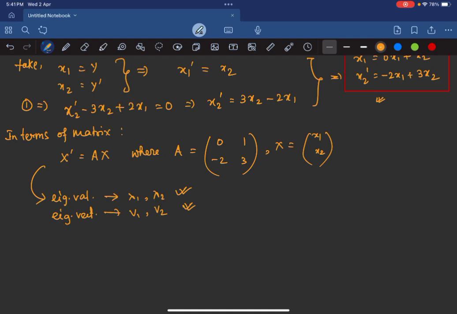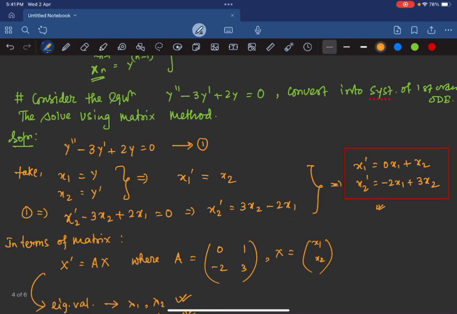You can easily write that solution as x(t) equal to c1 e power lambda 1 t v1 plus c2 e power lambda 2 t v2. Okay, that will be the final solution. So easily we can get the solution of this first order system, whereas this equation we considered was a simple example, so we can also solve this equation, not a big deal.